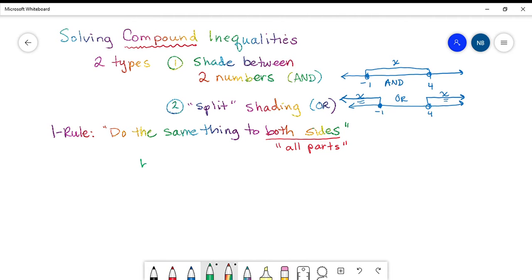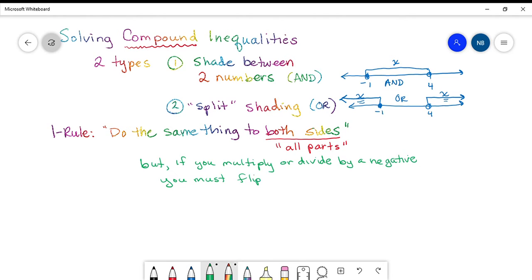Now don't forget, we have this little caveat with solving inequalities. If you multiply or divide by a negative, in the process of solving, then you have to flip the inequality. You must flip or reverse the inequality symbol. So a less than becomes a greater than, and a greater than becomes a less than. All right, let's practice.